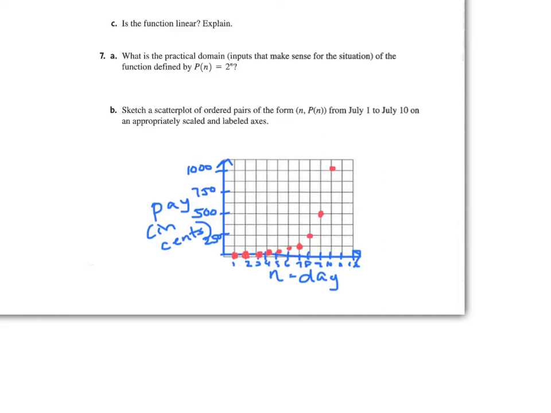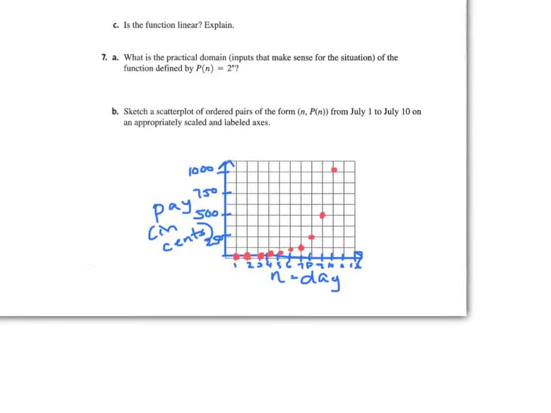So is this linear? We already had said that. No, definitely not linear. No, there is not a constant rate of change. Multiplying it by 2 each day is not going to give me a constant rate of change because I'm constantly using that previous output and multiplying it by 2, so the output changes by more than that.